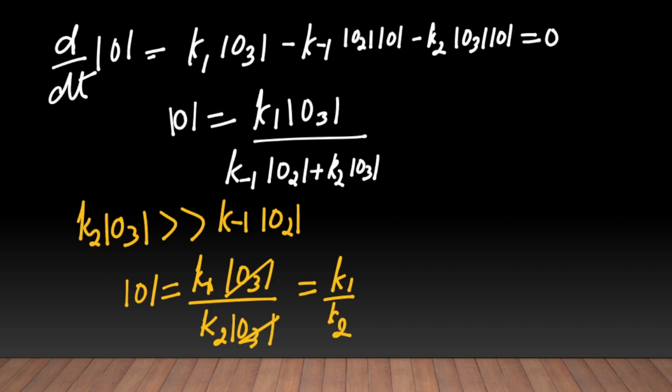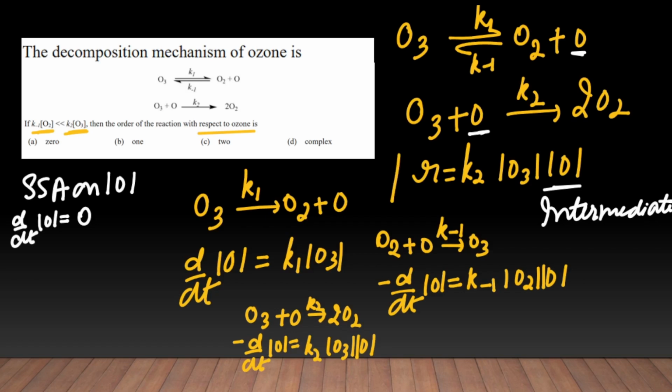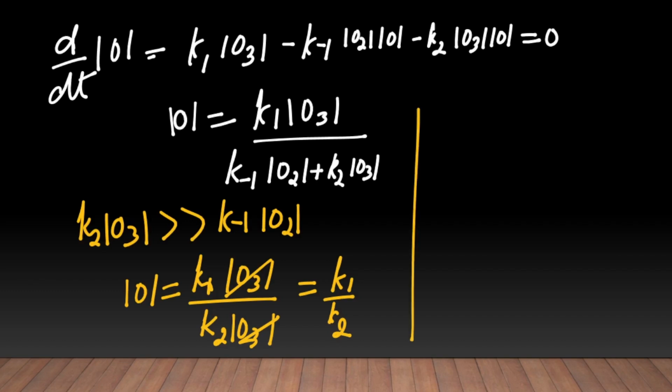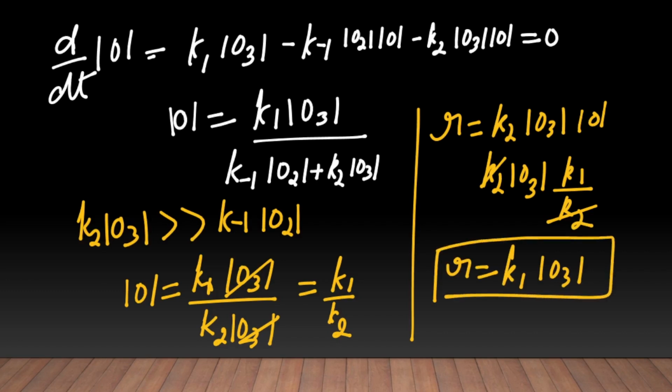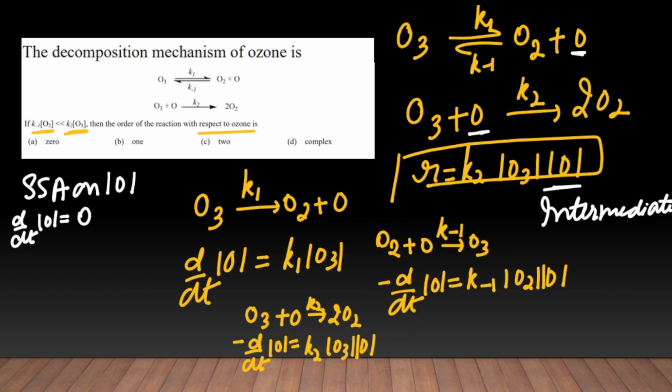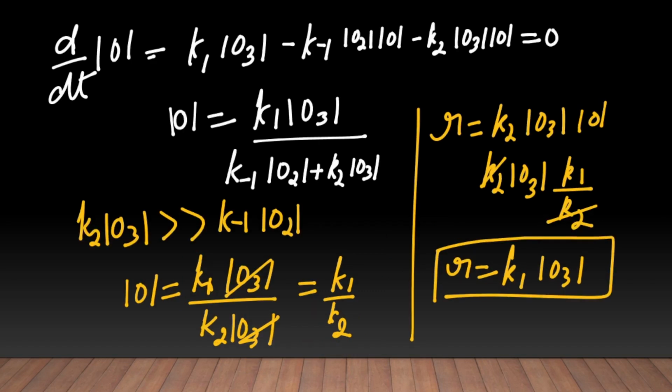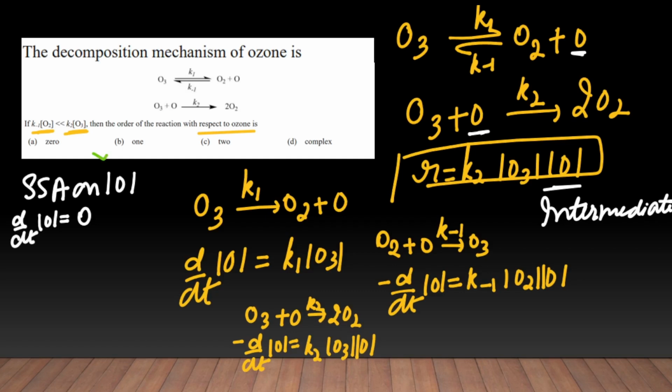So you can substitute this into the final rate expression that we had. The rate was K2 times O3 into O. So K2 times O3 into the concentration of O that we have got as K1 by K2. So K2 gets cancelled out. So the overall rate becomes K1 times O3. So this is going to be the final rate. The question was asking the order with respect to ozone, so it's ozone raised to the power of 1. So this becomes order unity. So B is the correct answer in this case.